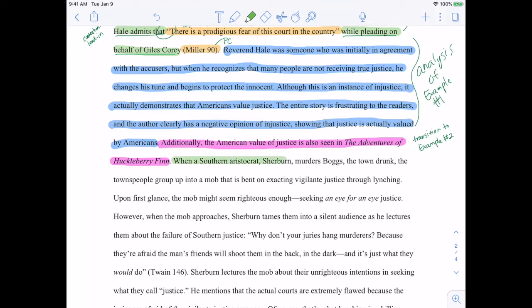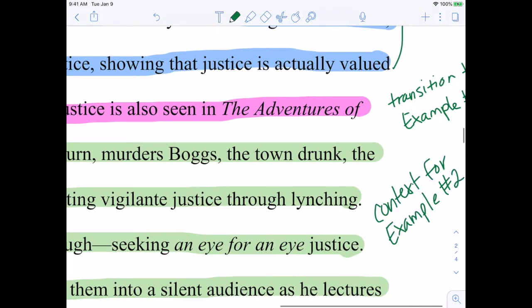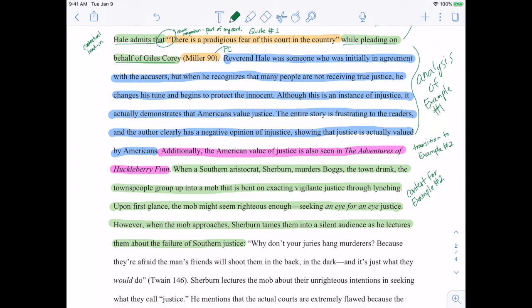When a Southern aristocrat Sherburne murders Boggs, the town drunk, the townspeople group up into a mob that is bent on exacting vigilante justice through lynching. Upon first glance, the mob might seem righteous enough, seeking an eye for an eye justice. However, when the mob approaches, Sherburne tames them into a silent audience as he lectures them about the failure of Southern justice. So again, this here is all context for example 2. And then down here, I'm going to underline this sentence because everything in this sentence is my contextual lead-in.